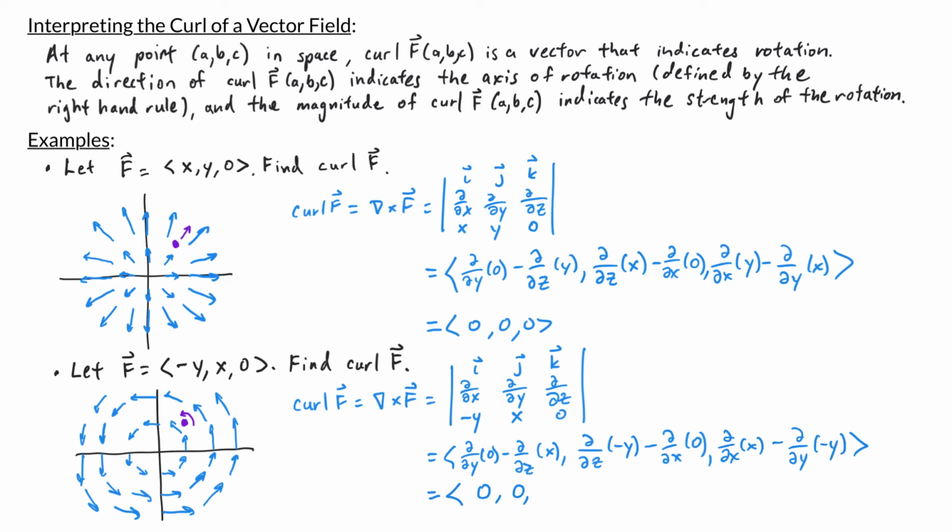In the last component, the partial derivative of x with respect to x is 1, minus the partial derivative of negative y with respect to y, that's negative 1, so 1 minus negative 1 gives me 2. So the curl of f is 0, 0, 2. So as we expected, the axis of rotation is in the z direction, and it points towards us.